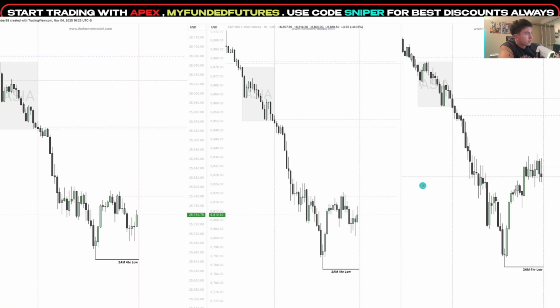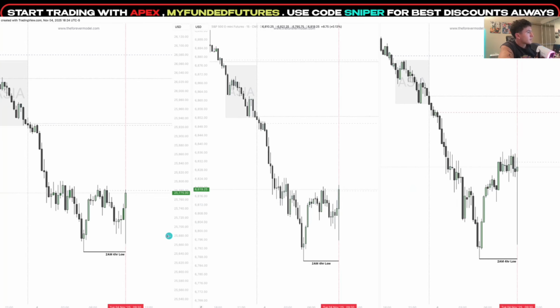Now, this is what happened on the next 15-minute candle. As you can see here, the Dow Jones I thought was going to run that low. We did not. We came so close to it. Same thing with the S&P 500. Same thing with the NASDAQ.